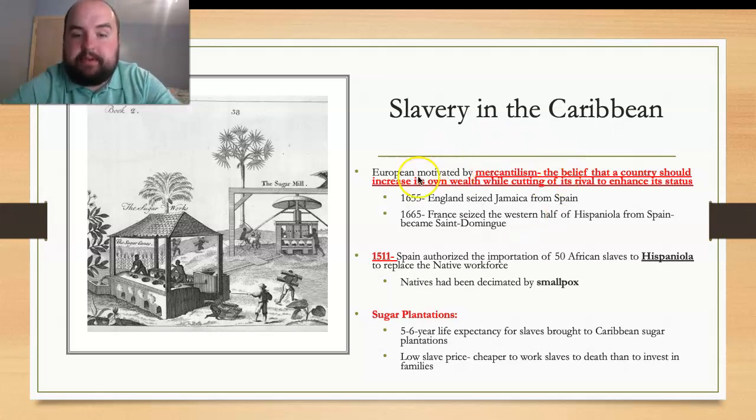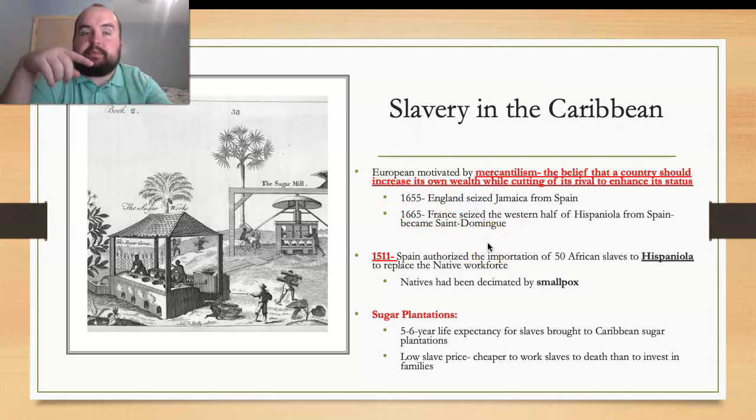By 1511 is when most historians credit this plantation system really getting underway, when Spain authorized 50 African slaves to be imported to Hispaniola, to replace the native workforce. This again gives us a bit of a review from last time. You hope you remember the crazy impact that disease had upon Native American populations. Literally the reason this got started was because the native population on Hispaniola and really across the Americas had been decimated by smallpox, so they had to replace their workforce with now African slaves.